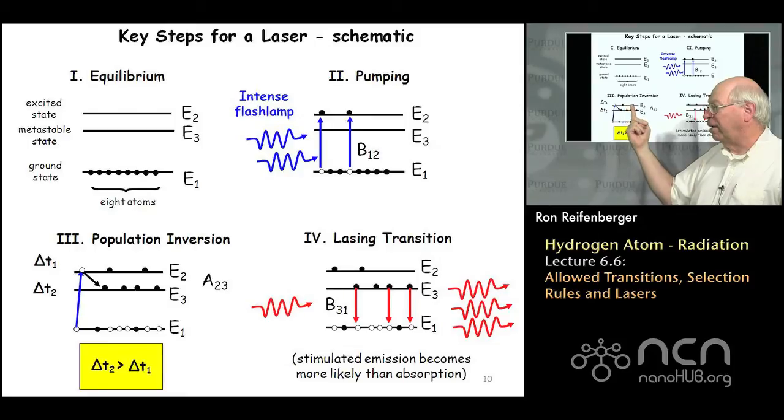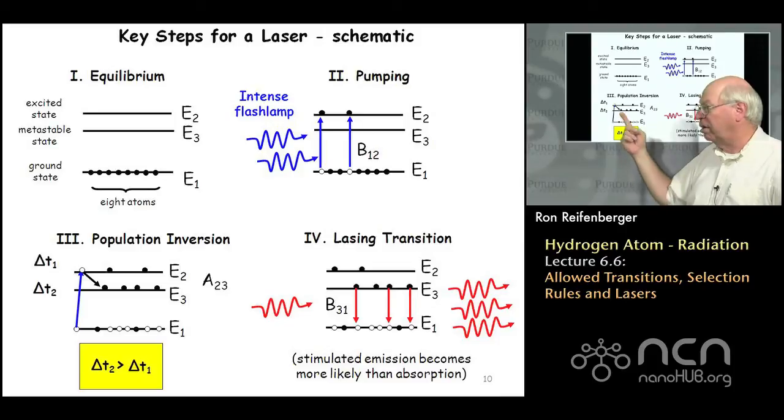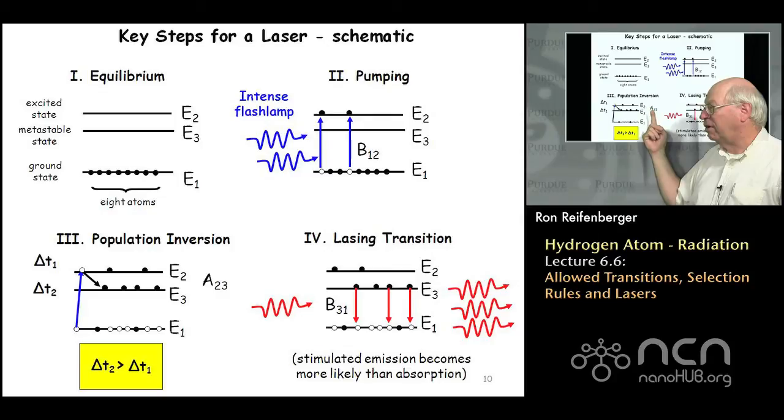This decay from energy level E2 to E3 is going to be governed by Einstein's coefficient A(2,3) that describes these two quantum states. So whatever the wave functions are for these two quantum states, you can use those wave functions to calculate A(2,3). The key point is that the atoms accumulate in this energy level E3 because it's a metastable state. The time it takes for this state to decay back to the ground state is very long compared to the time it takes for the electrons to decay from E2 to E3.